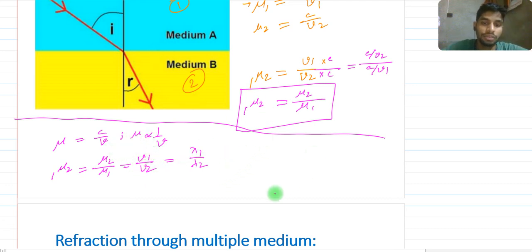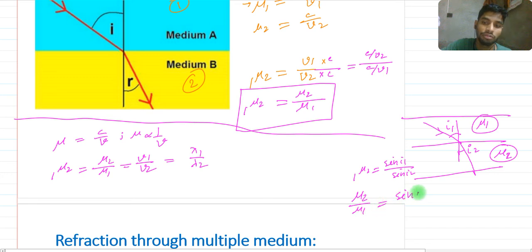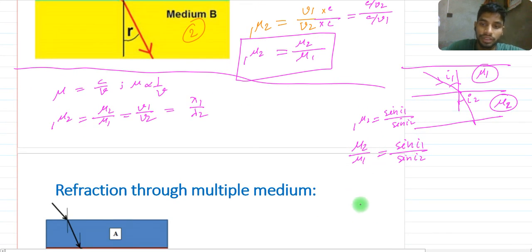And also, suppose there are two media. One light is falling on another medium with angle of incidence I1, and the angle of refraction is suppose I2. The first medium has refractive index mu 1 and the second medium has refractive index mu 2. Then you can write 1 mu 2 equals sine I1 by sine I2, that means mu 2 by mu 1 equals sine I1 by sine I2. If we multiply diagonally, you see mu 1 sine I1 equals mu 2 sine I2.